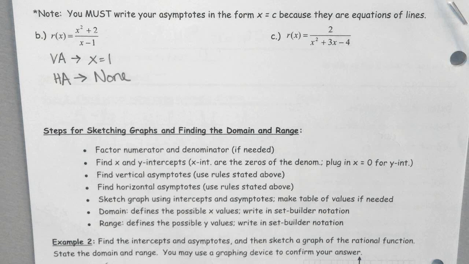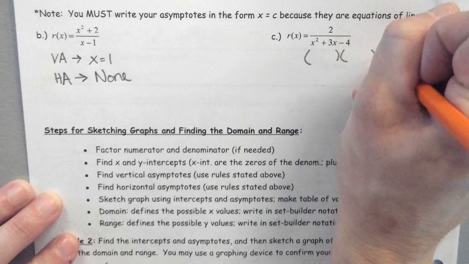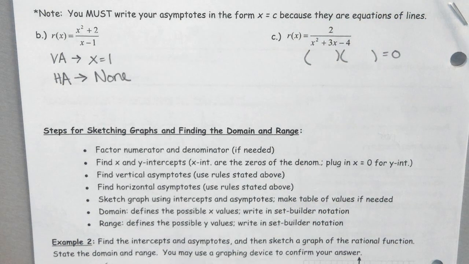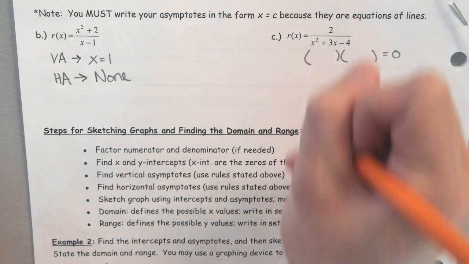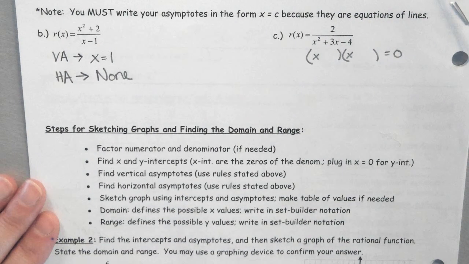Part C. Vertical asymptotes. I'm going to factor and solve. This one's easier than part A as well. We want to find when it's equal to 0 because that's what we can't have. That's where our asymptotes live. So we know x times x is x squared. What multiplies to -4 but adds or subtracts to +3?